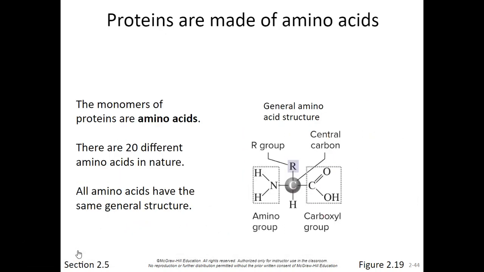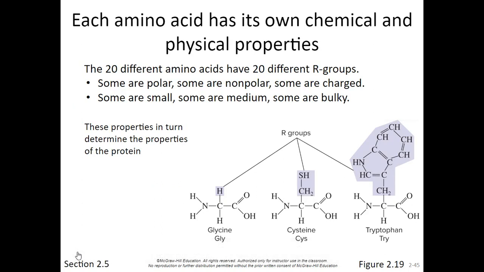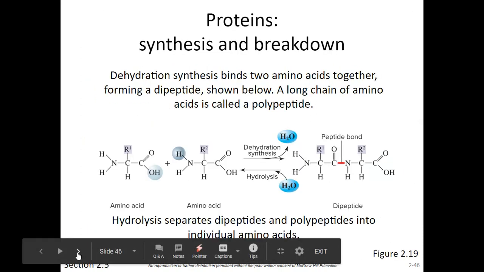Now, what are the building blocks of proteins? Amino acids. What are the building blocks of carbohydrates? Monosaccharides. Each amino acid has its own chemical and physical properties. You are not required to memorize these, but you must know these.